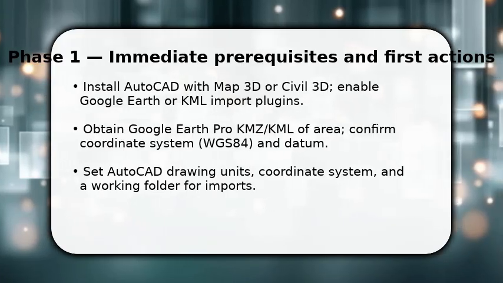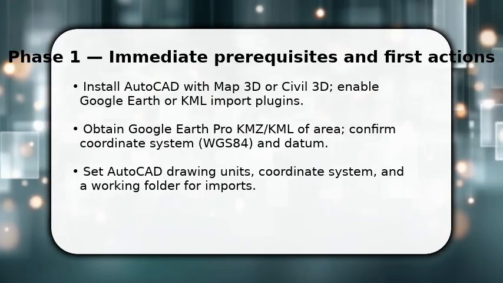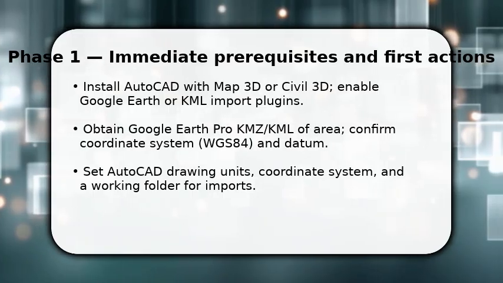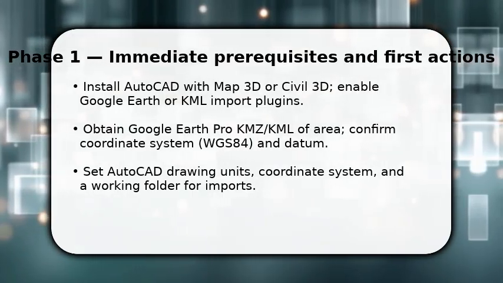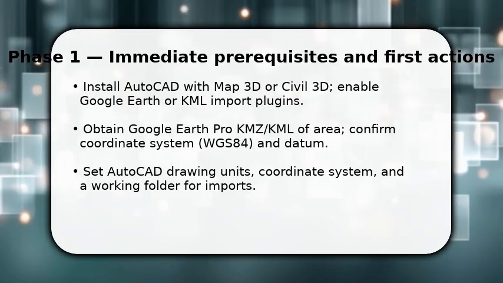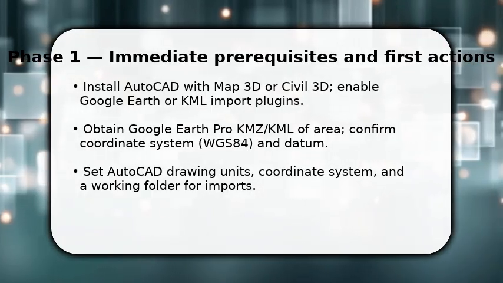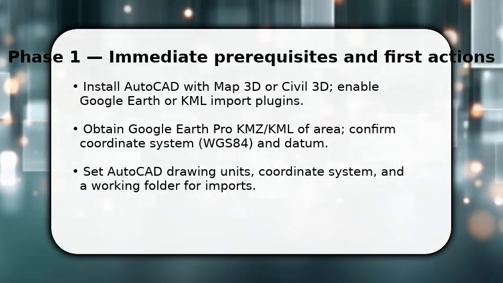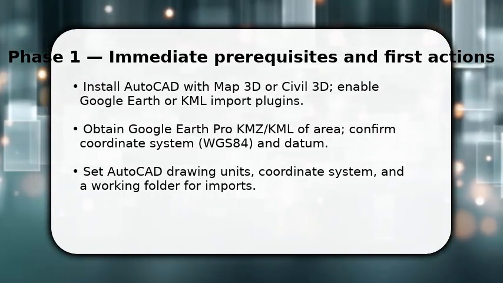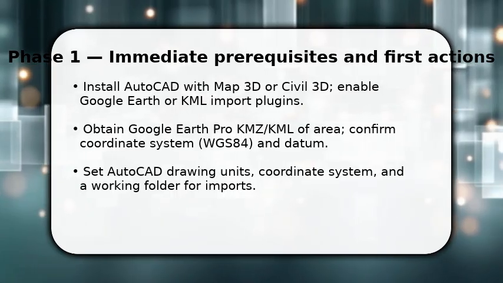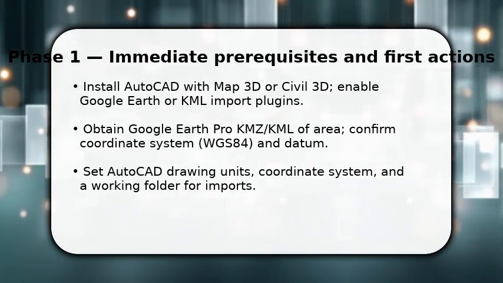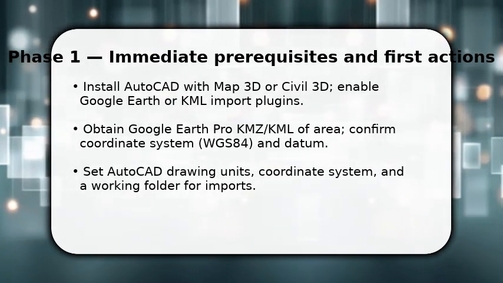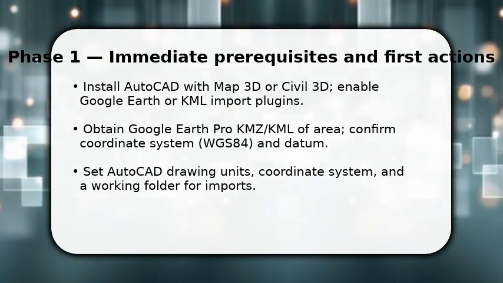You start by preparing both tools and data. Install AutoCAD Map 3D or Civil 3D so you have built-in GIS import functions, and open Google Earth Pro to export your area as KML or KMZ. Make sure the KML uses WGS84 datum, otherwise coordinates will shift. In AutoCAD, set drawing units and assign the correct coordinate system before importing. Once done, create a dedicated working folder for KML, textures, and intermediate files so you avoid path issues during import.